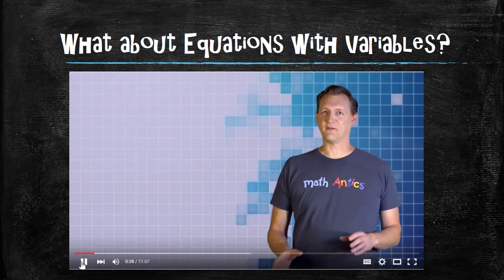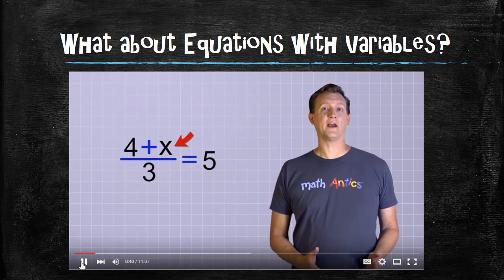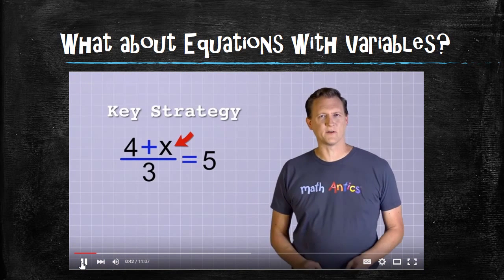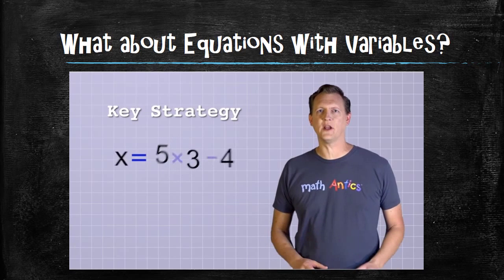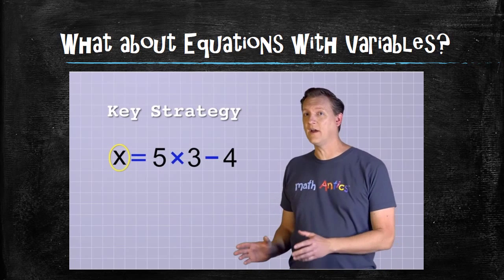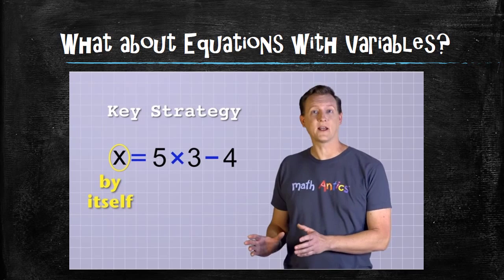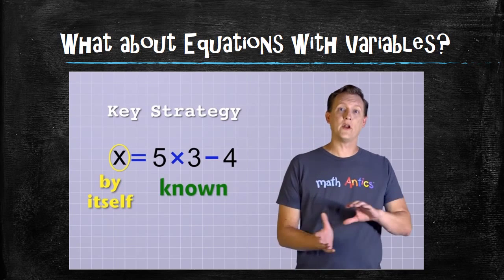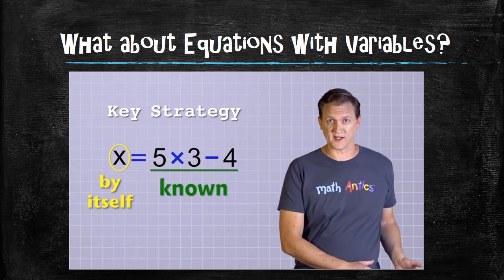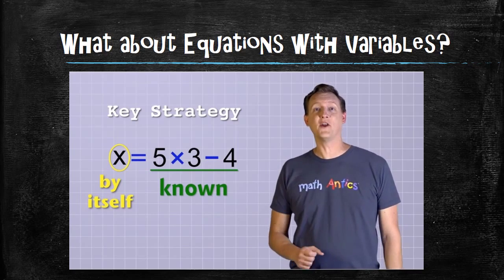Okay, so if you've got an equation that has an unknown value in it, then the key strategy for solving it is to rearrange the equation until you have the unknown value all by itself on one side of the equal sign and all of the known numbers on the other side of the equal sign. And then you'll know just what the unknown value is.